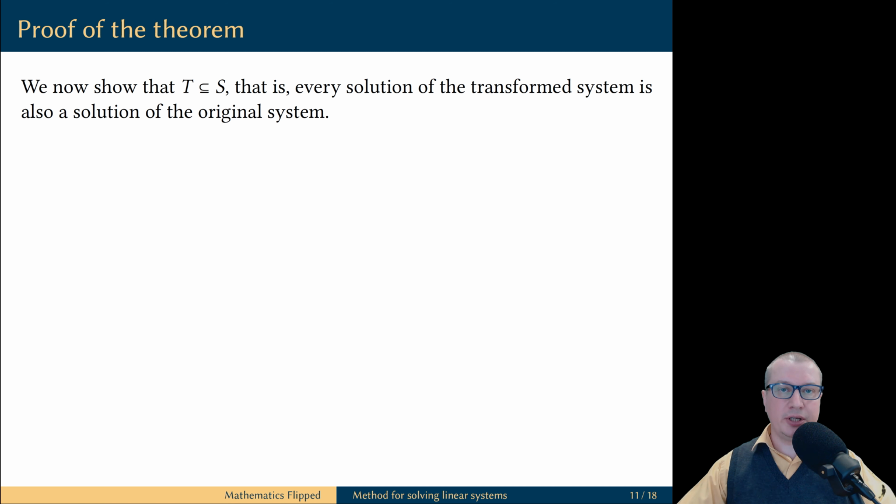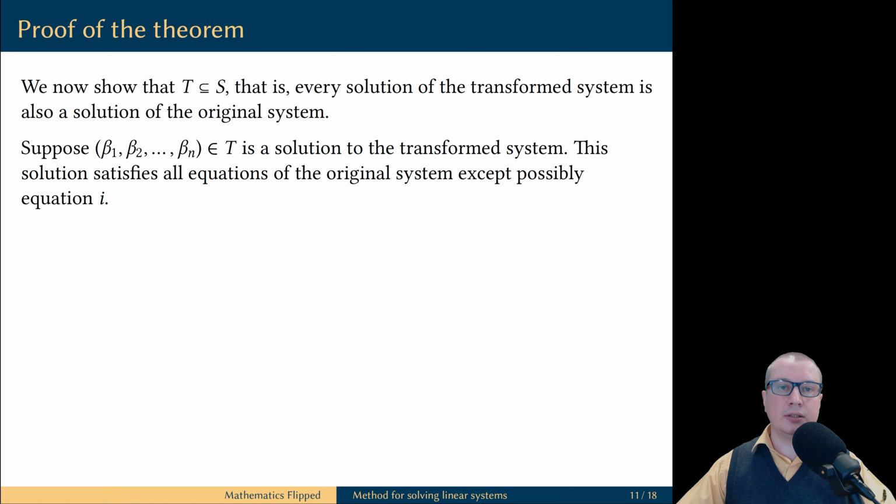Now, let's show the opposite inclusion, that every solution of the transformed system is also a solution of an original system. Again, let's recall that the only difference between the two systems is in equation number I. Therefore, any solution of the transformed system will automatically satisfy all equations of the original system except possibly equation number I. So let me take any solution of the transformed system, beta 1, beta 2 through beta n, and because it is a solution of the entire transformed system, in particular, it satisfies equation number I of the transformed system.